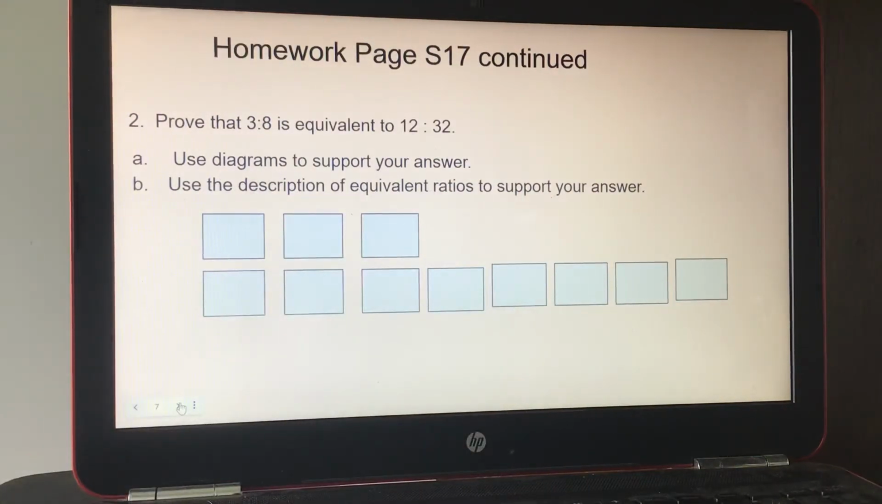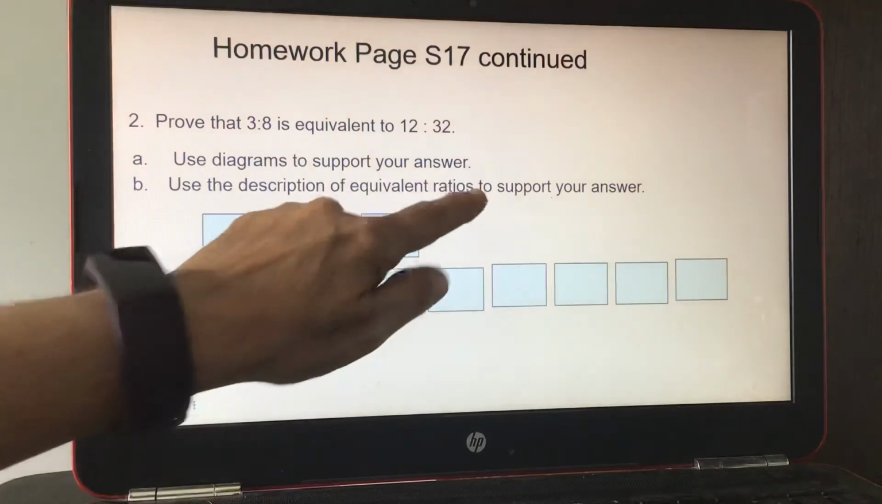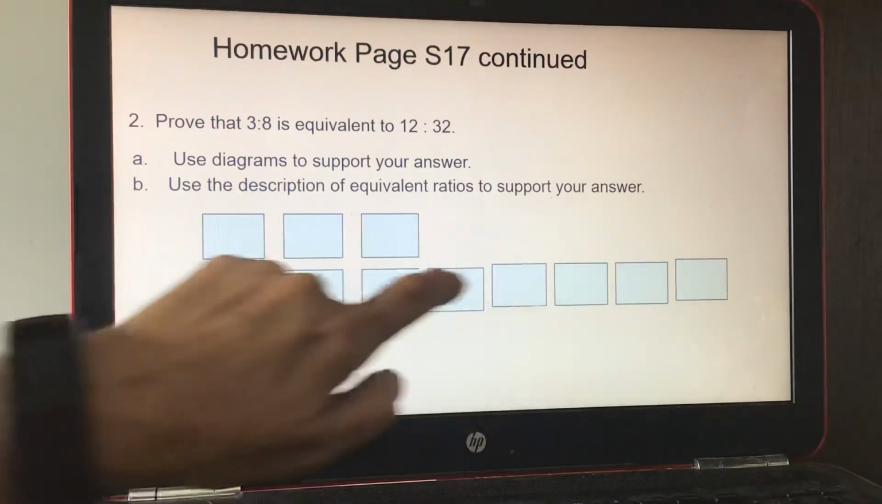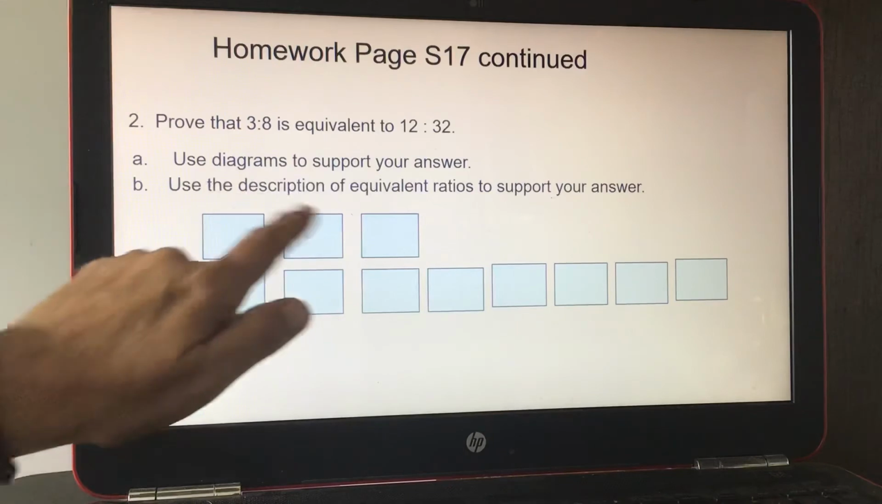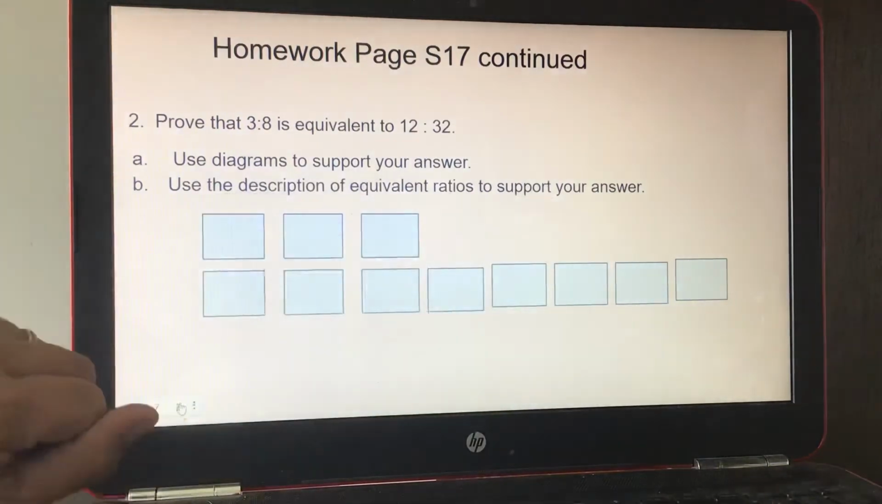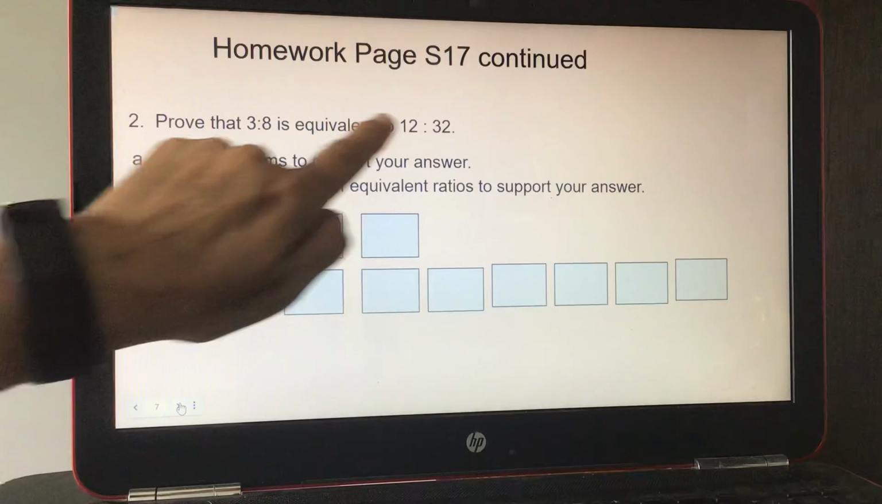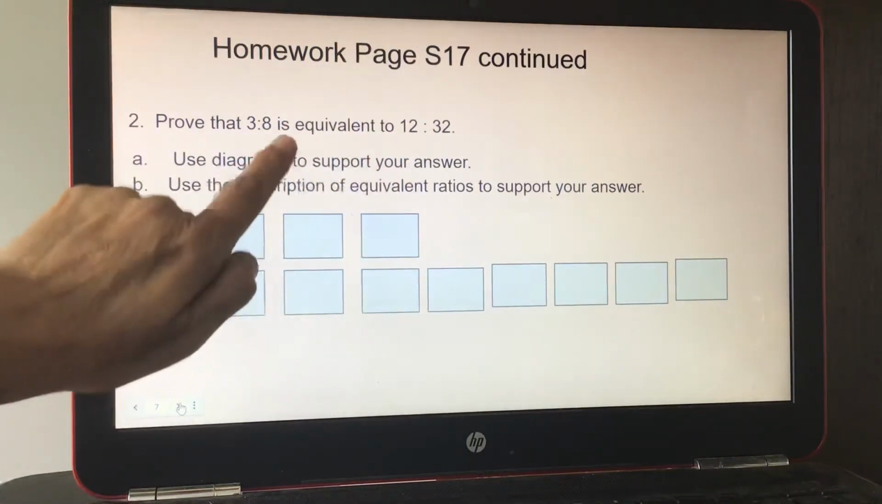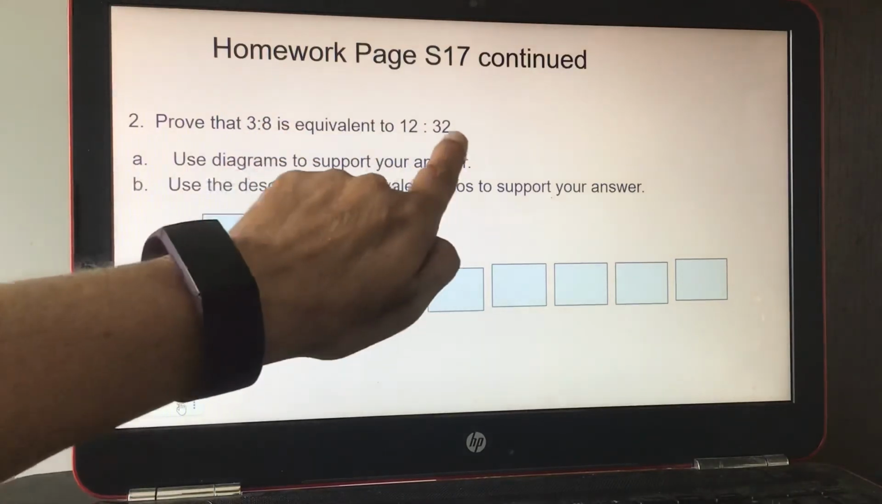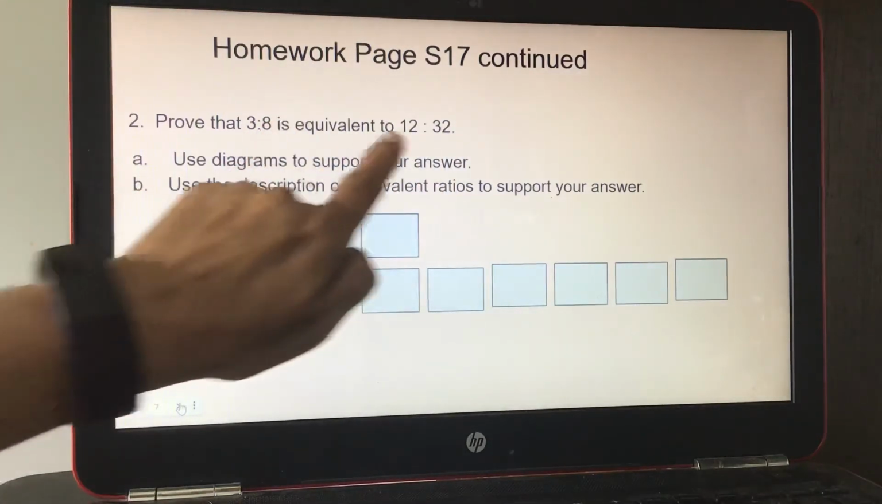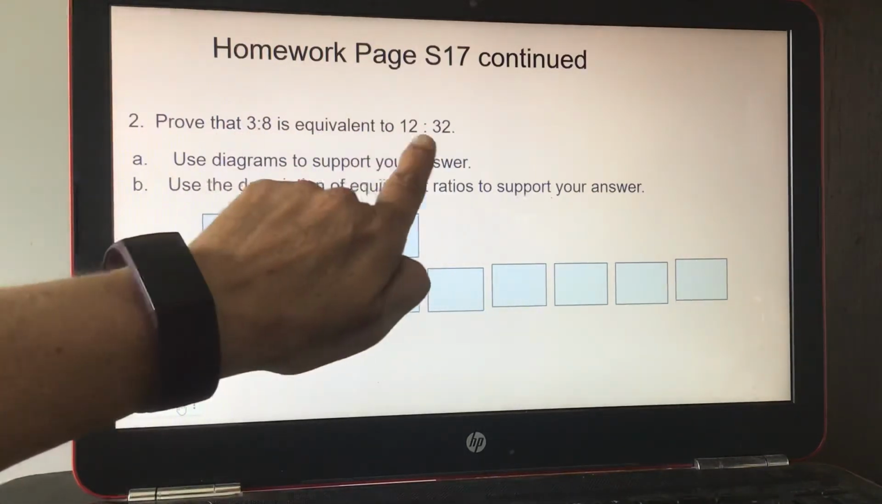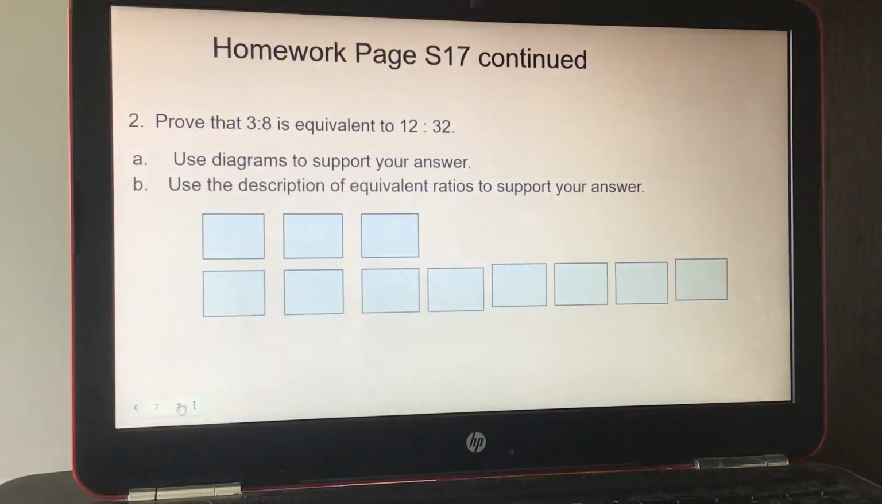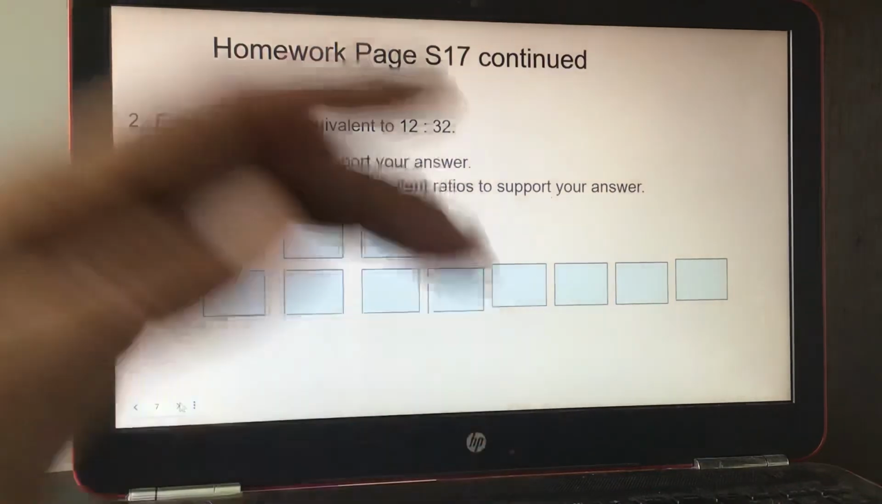Number 2, prove that 3 to 8 is equivalent to 12 to 32. So it tells you A, use the diagrams to support your answer. So 3 to 8, there's your tape diagram, okay? And use the description of equivalent ratio to support your answer. So what can I multiply 3 by to get 12? It would be 4. So if it's equivalent, I'd multiply this number also by 4 to get this number, if that's correct. So 4 times 8 is 32. 4 times 3 is 12. 12 to 32 and 3 to 8 are both equivalent.